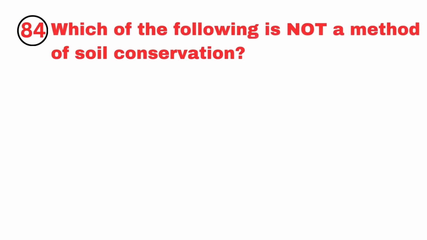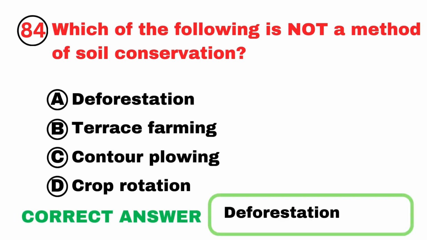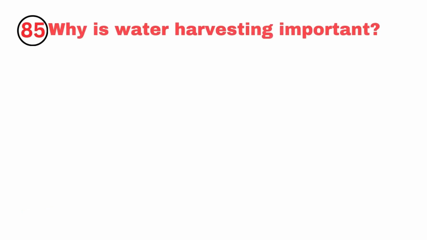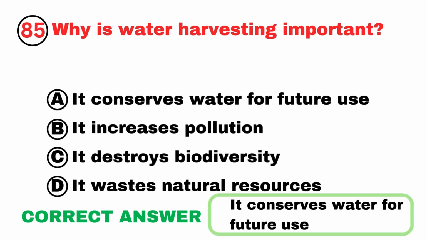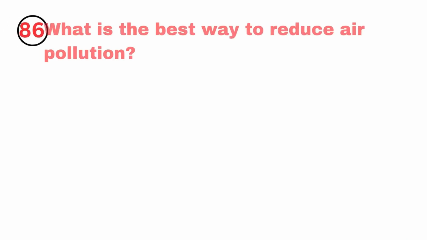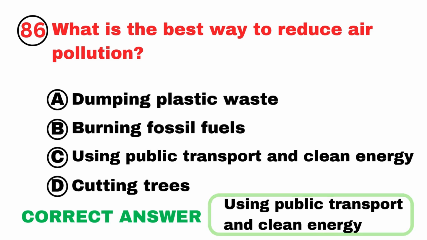Which of the following is not a method of soil conservation? Deforestation. Why is water harvesting important? It conserves water for future use. What is the best way to reduce air pollution? Using public transport and clean energy.